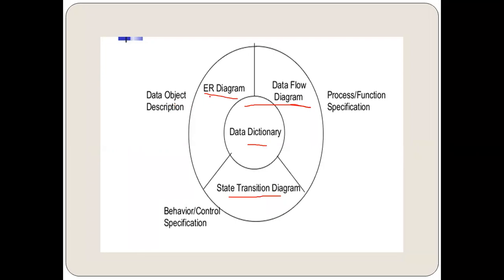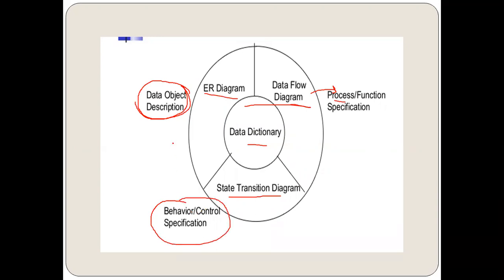If we focus on ER diagrams, these are the graphical representation that is going to describe the data object. The data object is going to be described in ER diagrams. Data flow diagram is going to focus on process and the function specification. That means how the data is flowing and how the data is transformed with the help of process from input data to the output data, right? Then we have state transition diagram that focuses on behavior or control specification.